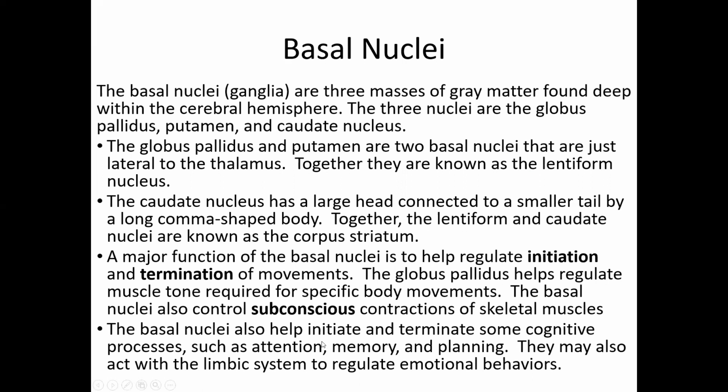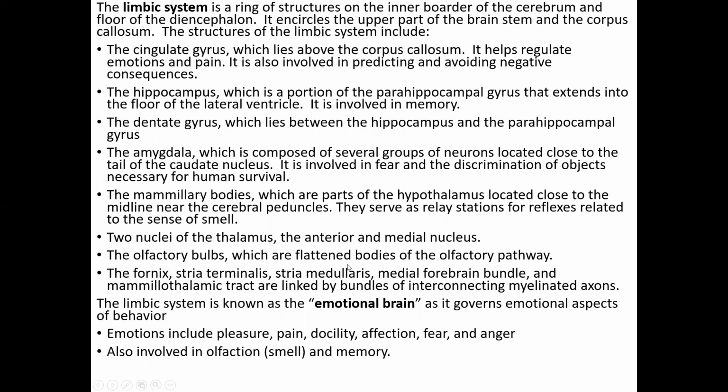Our basal nuclei also help initiate and terminate some cognitive processes, and this includes things like attention, memory, and planning. And they also may act with the limbic system to regulate emotional behaviors. Now, speaking of the limbic system, our limbic system is the next part of our brain I want to talk about, and kind of describe this as our primitive brain.